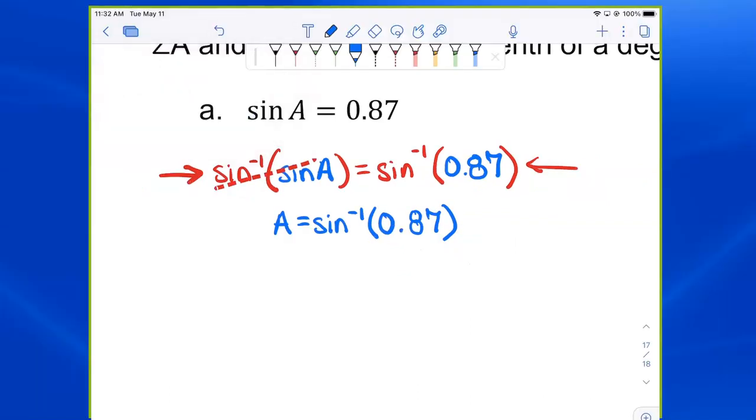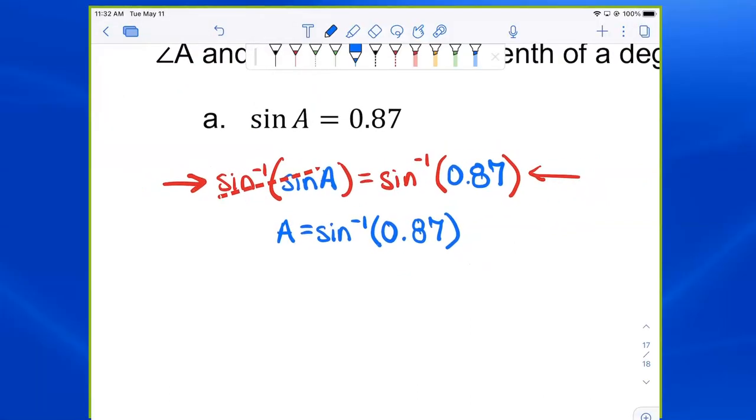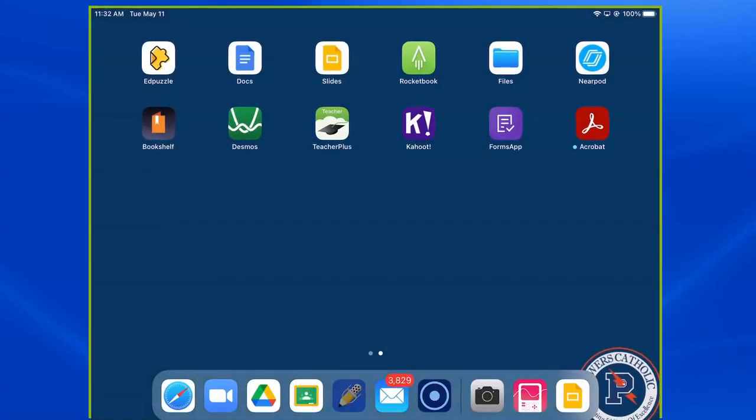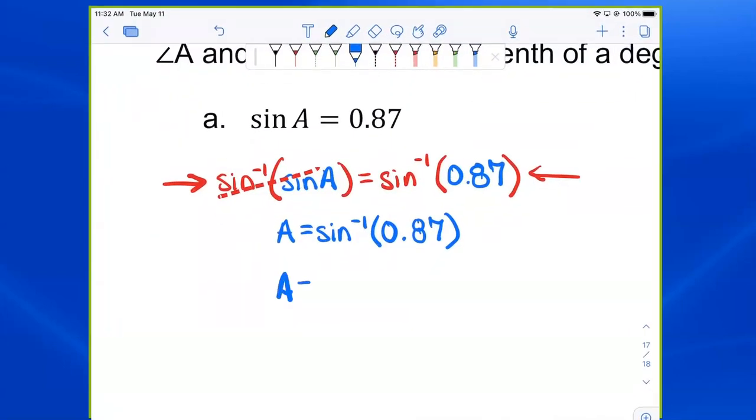Back to our calculators. Right above sine this time, we should see a sine inverse in blue. So you hit second sine, that gives you your sine inverse. Put in 0.87, close your parentheses. Round it to the first decimal place. So we have 60.4586394999. This would be 60.5 degrees. So we have A equals 60.5 degrees. Did anyone get anything different?